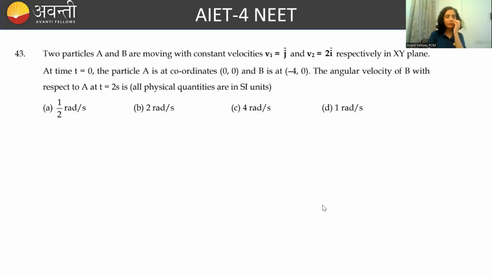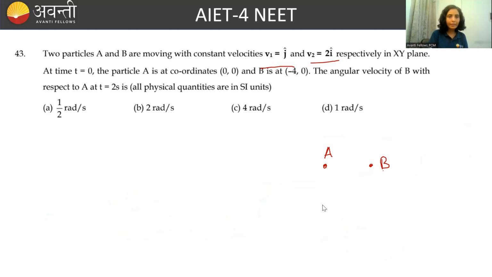Chalo. Now this is another question. There are two particles, A and B, and they are moving with constant velocity, V1 and V2. ठीक है? अब चलो दो पार्टिकल को ले लो. A है और दूसरा पार्टिकल क्या है? B. Their initial position vectors are what?